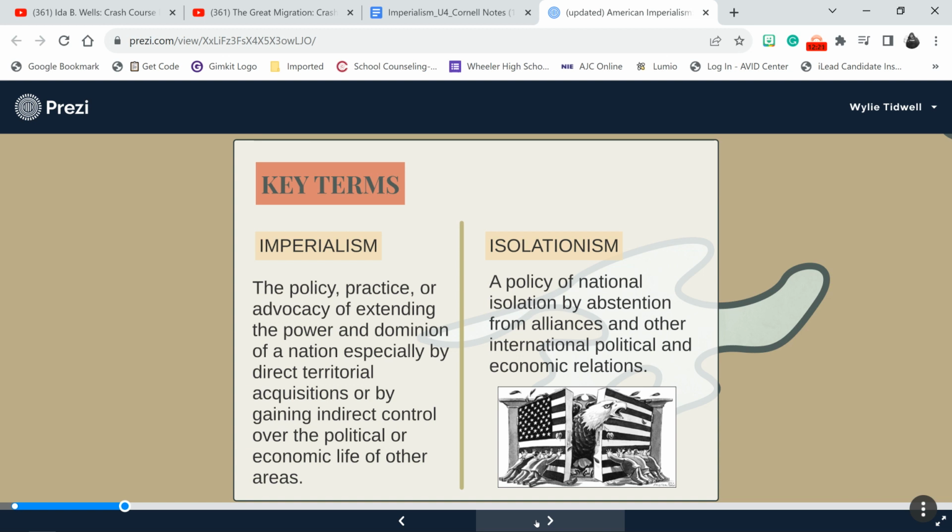Can I get someone to read imperialism? Evelyn, go ahead and read imperialism. The policy, practice, or advocacy of extending the power and dominion of a nation, especially by direct territorial acquisitions or by gaining indirect control of the political or economic life of other areas.